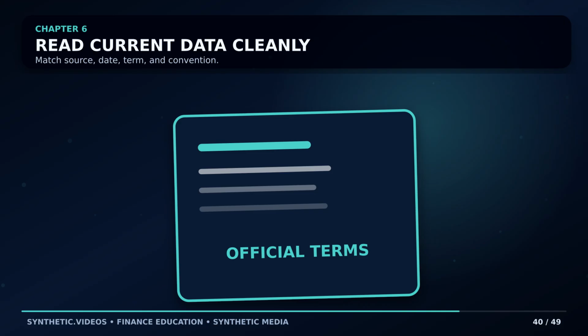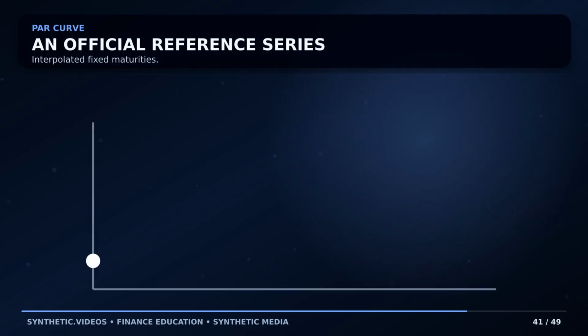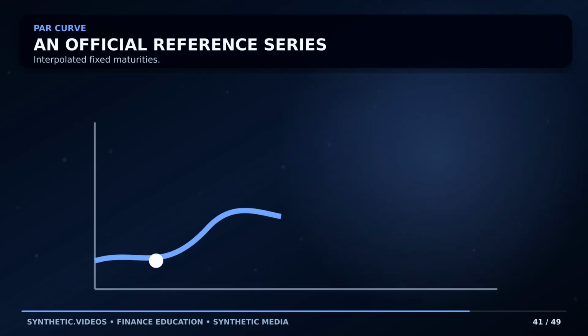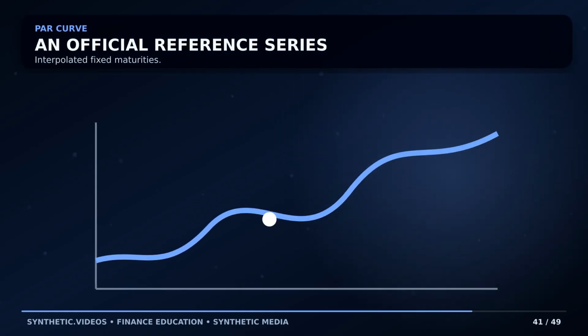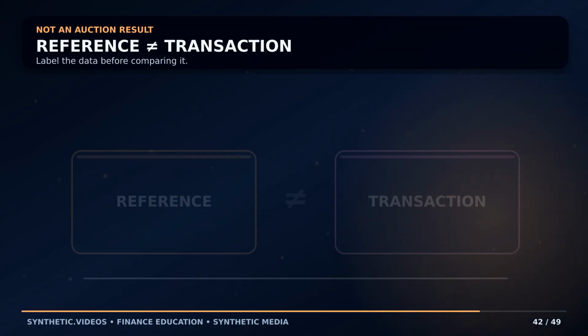For a clean source trail, begin with the auction announcement, then the official result, then the security type page that defines its cash flows. Use Treasury's daily rates page only when the question is about the official reference curve. Record the access date, because schedules, available terms, and reported rates can change.